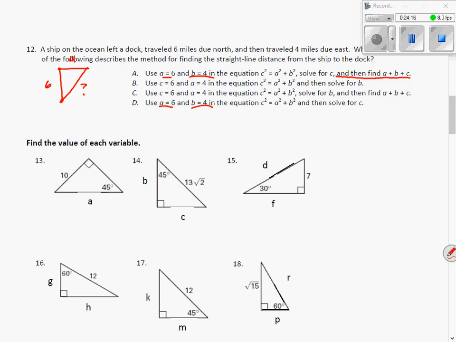This says add A, B, and C together. That's not what I want to do. That would give me the perimeter of this triangle. I just want to find C. Here's the dock. Here's me, for the ship, if I'm on the ship. So the straight line distance is plain old C. So D should have been the correct answer on that one.